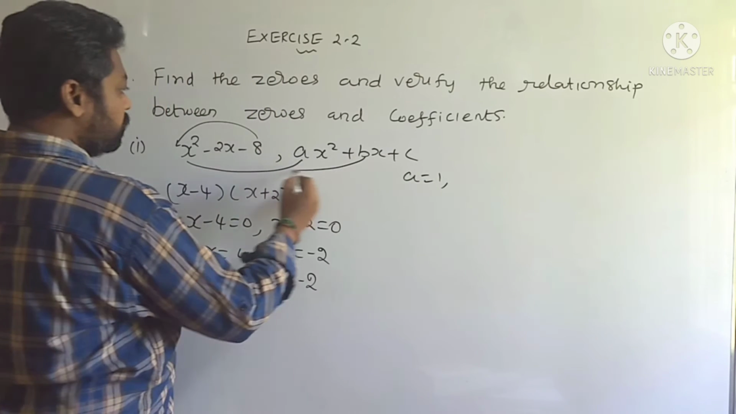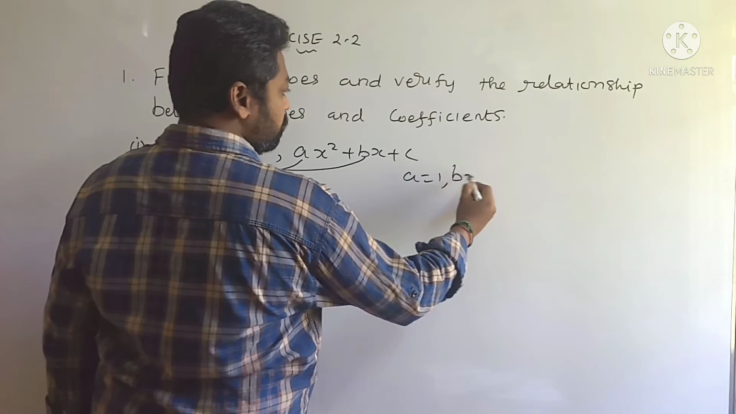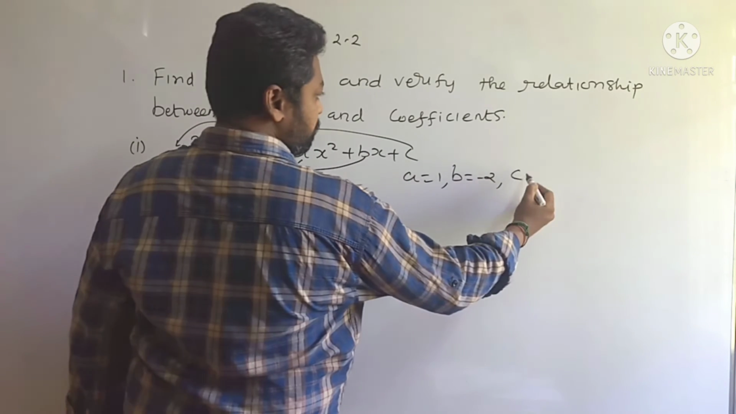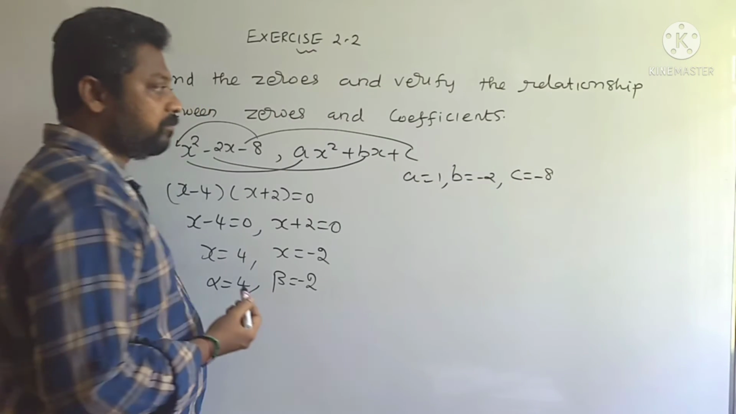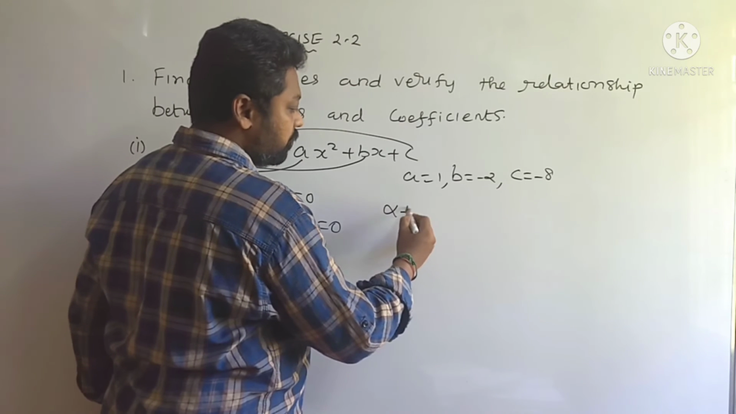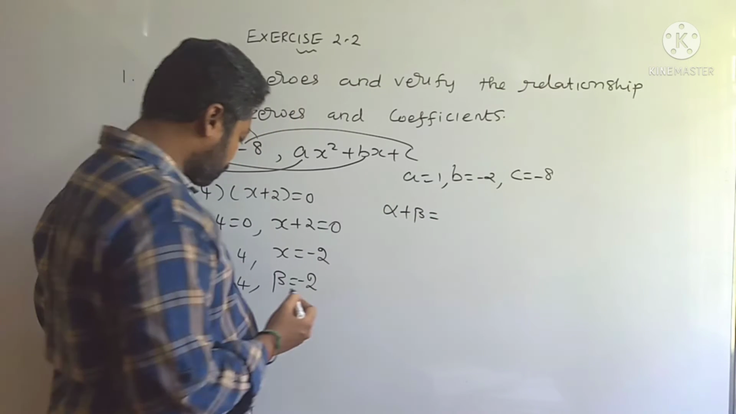What is b? B is minus 2. What is c? C is minus 8. Fine. So now what we got to find? Sum of zeros, so alpha plus beta. Okay, so what is alpha?